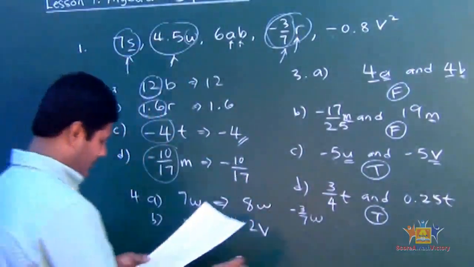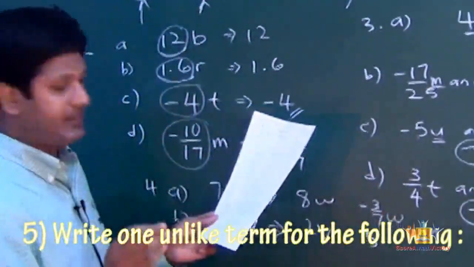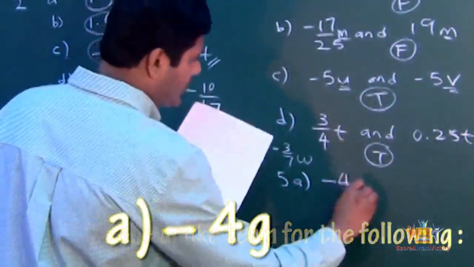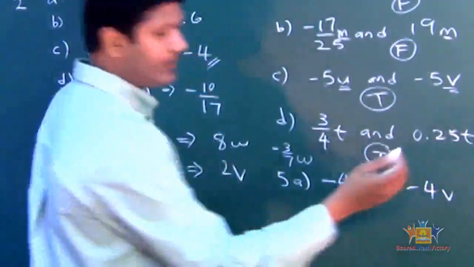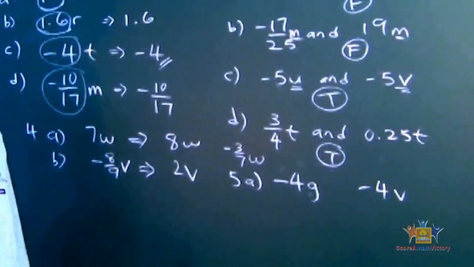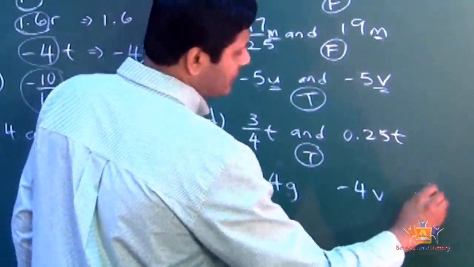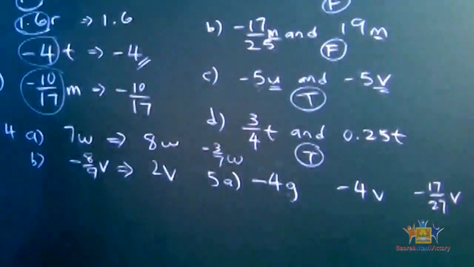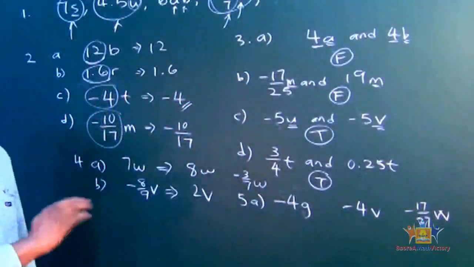Now let's look at question number 5. This time they said, write one unlike term for the following. So A, you're given negative 4g. Now for unlike terms, all you have to do is, you can even put negative 4v. There you go. Doesn't matter, as long as the unknowns are different. That makes it unlike. Or you can be fancy and say, I don't want to follow the same number. You say negative 17 over 27v, or a different variable like w. It can be anything as long as it's not g. So that makes it an unlike term.